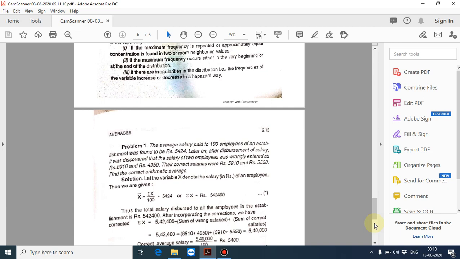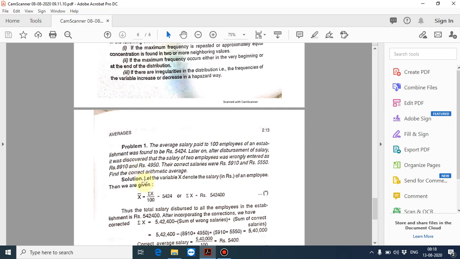5,424. Later, after distributing, it was discovered that for two employees, they had given the wrong salary. Actually, the correct salary was 5,910 and 5,550. For the wrong salary, they had given 8,910 and 4,950. So we have to find the correct arithmetic average for the correct salaries. So you see the solution.